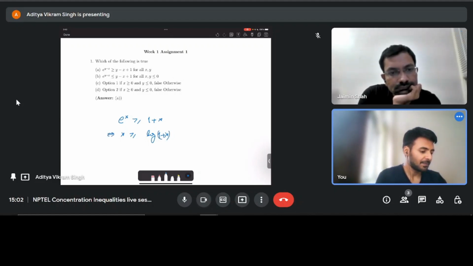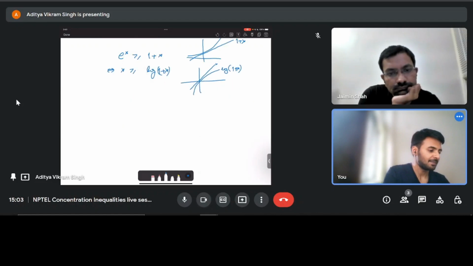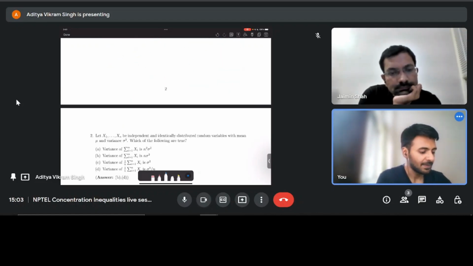The second one is valid only when log is defined. So the first inequality is this. The second inequality is log(1 plus x), which would be something like this, and this would be x. This is used a lot. Throughout the course, we'll use these inequalities.